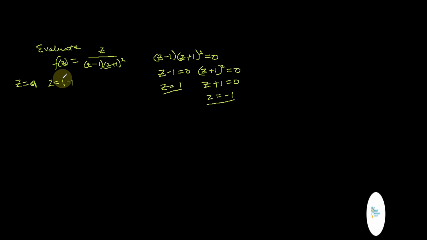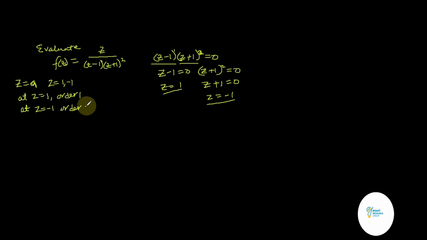Now let's look at the order of each pole here. When z is equal to 1, we discover that the order here is 1 because this is raised to the power of 1. So at z equal to 1, we have order 1. Also, let's look at z equal to minus 1. If you check here, the order is 2, raised to the power of 2. So at z equal to minus 1, the order is 2.